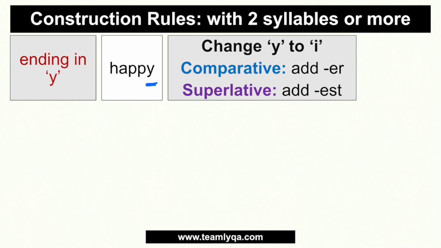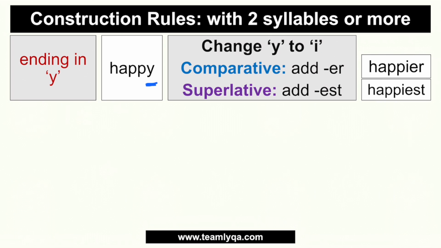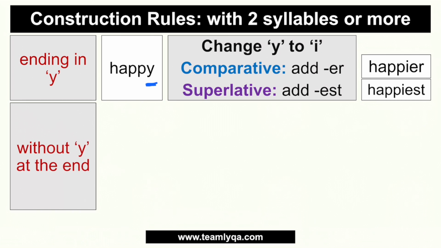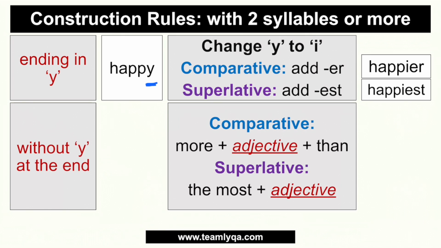How do you construct it? Again, you change Y to I, add ER kung comparative, and then EST naman kung superlative. So, ang kanyang comparative ay happier, and yung superlative ay happiest with an I. Important yan, ha? Now, kapag hindi naman Y yung end, anong gagawin mo? Kapag hindi Y yung end, what you can do would be to just add more sa simula kung gusto mo siyang gawing comparative. So, more blank than. And important din yung than kasi you're comparing nga. Kaya nga siya naging comparative. And then kapag superlative naman, you put the, most, and then the adjective.